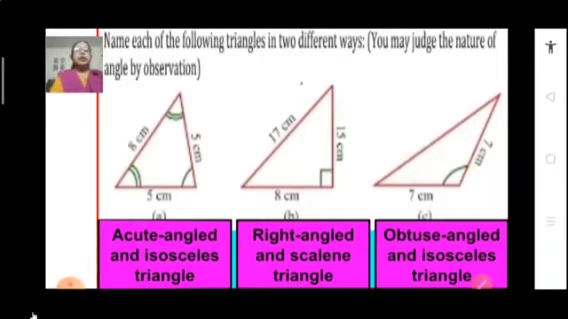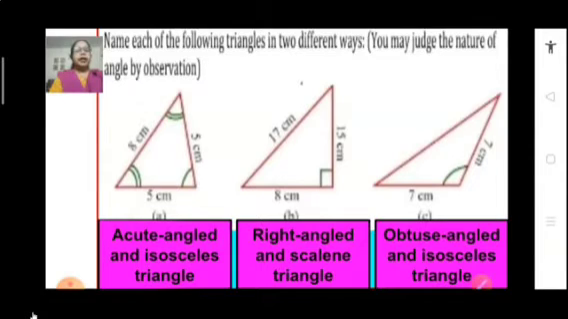Now next question, name each of the following triangles in two different ways. You may judge the nature of the angle by observation. Now here we have triangles and we have to name them in two different ways, that means based on their lengths and based on their angles.